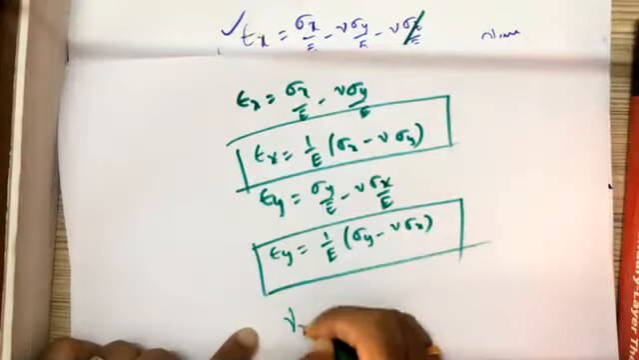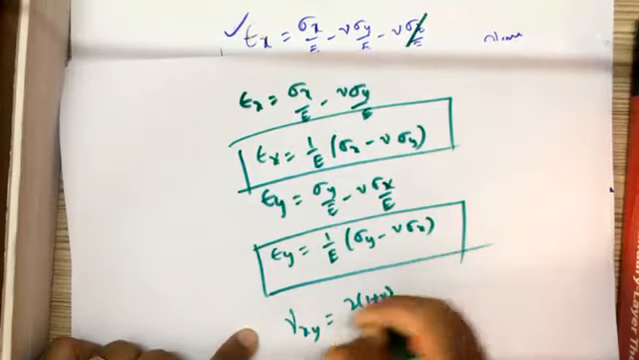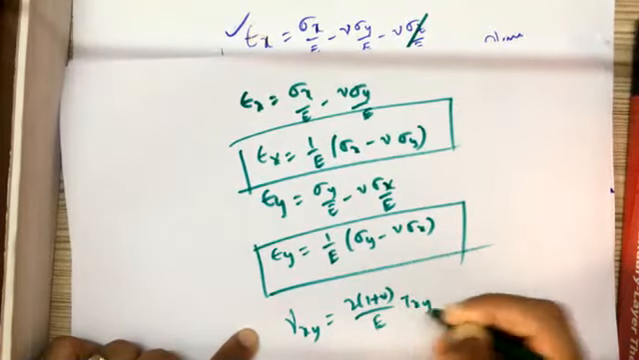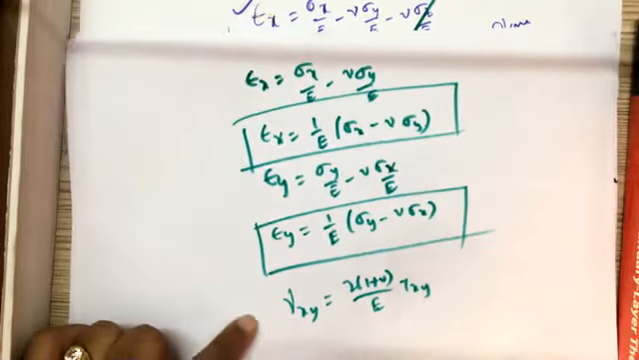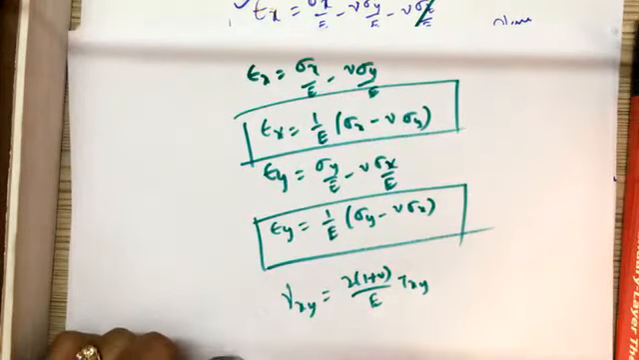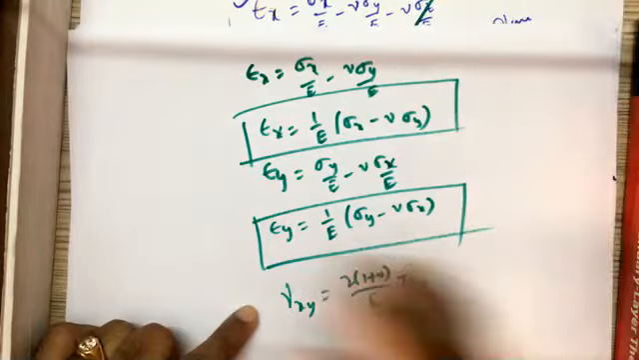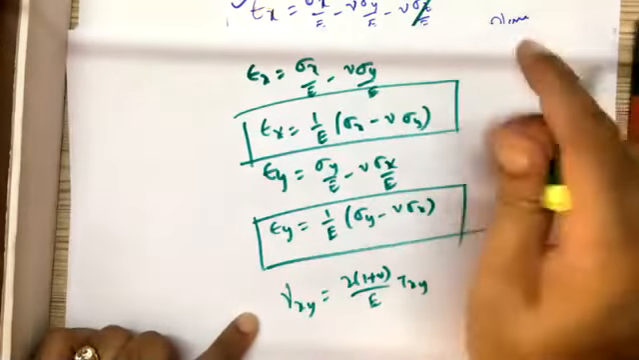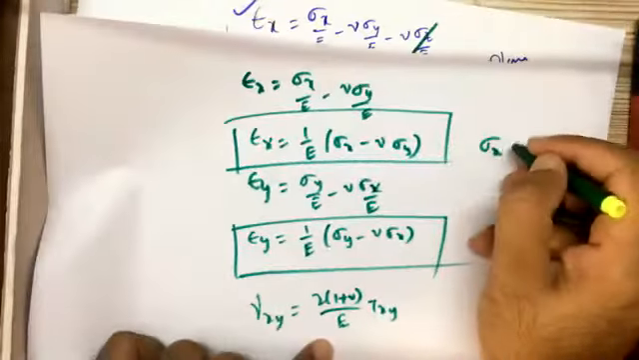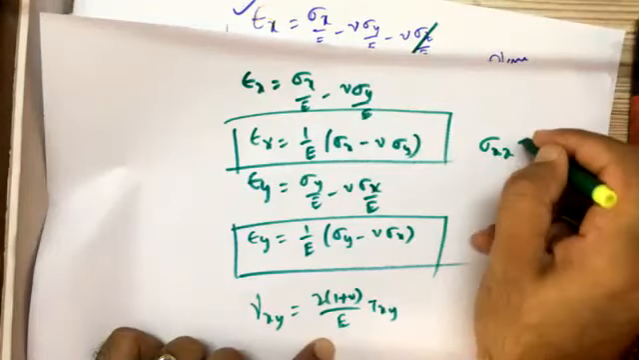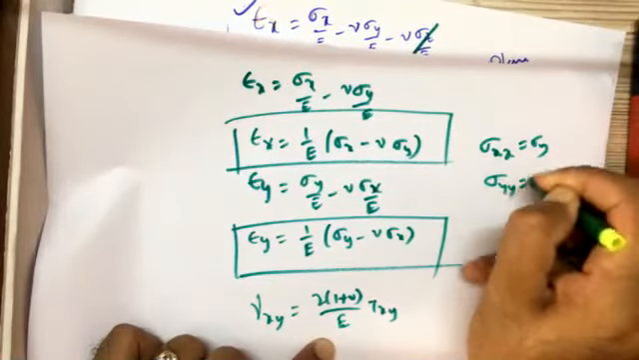What about gamma xy? 2 into 1 plus mu by E into tau xy. But in our notation, it is given as sigma xy. In the problem, it is given as sigma xy. And instead of sigma x, we are given sigma xx. Instead of sigma yy, we are supposed to write it in this way.